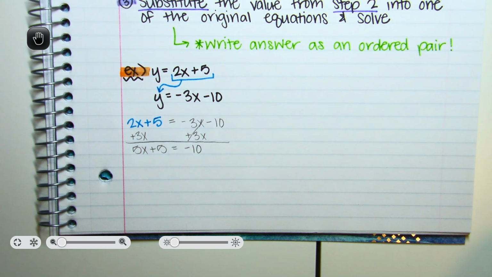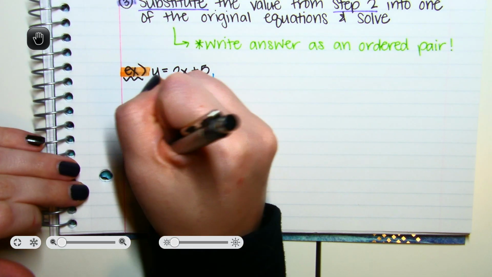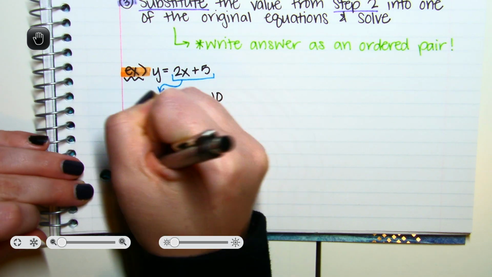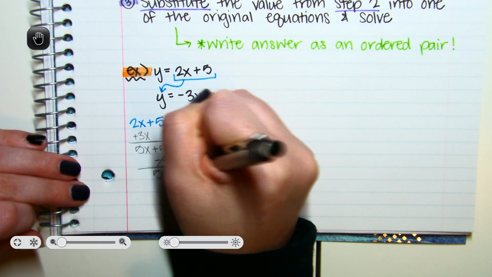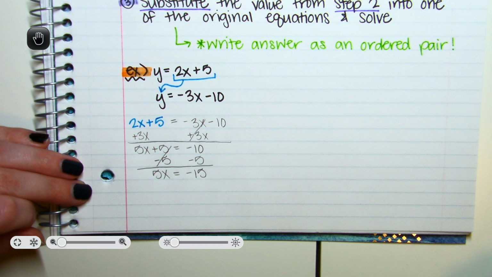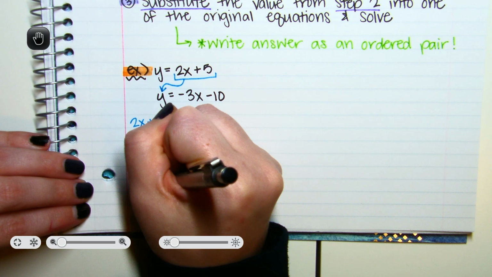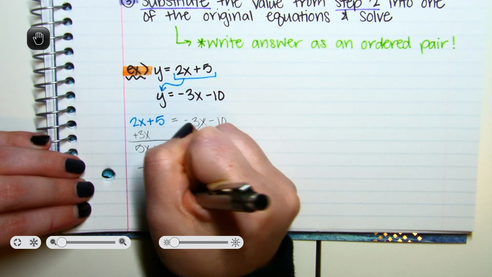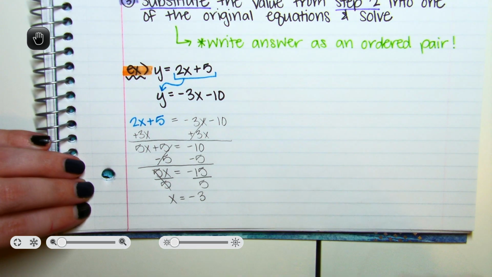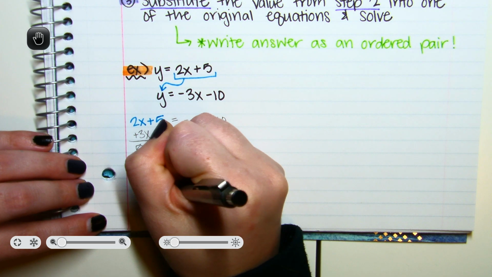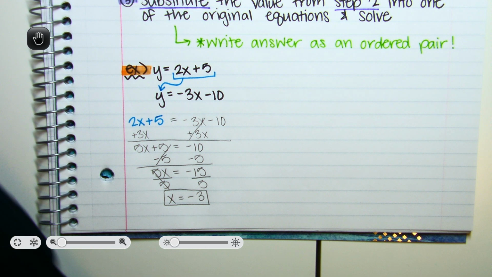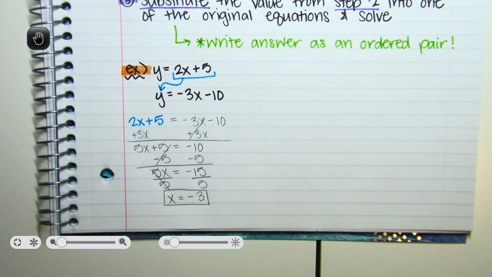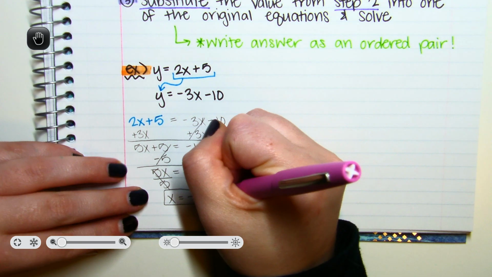And then what do I do next? Good, if you said subtract 5 or move the 5 to the other side, then you are correct, because we want to get this x term by itself. And then lastly is to divide both sides by 5. So x equals negative 3. So I've gotten half of my answer, but I still need the y value. So this is where that final step comes in. I'm going to take this x value and plug it back in to either equation.